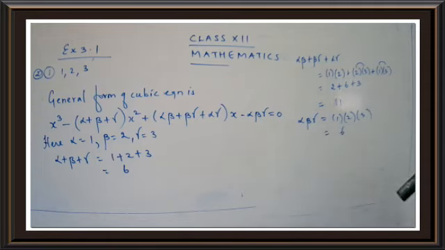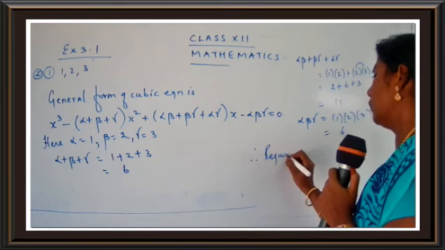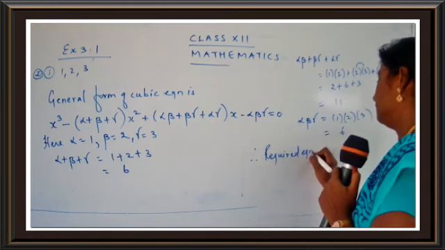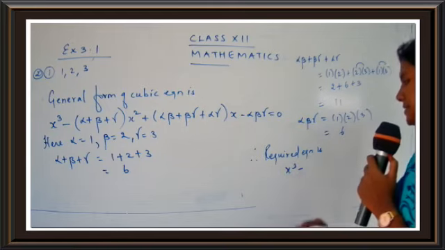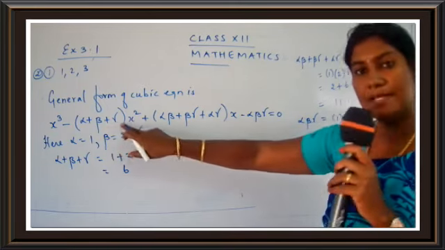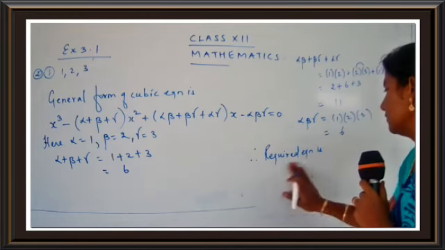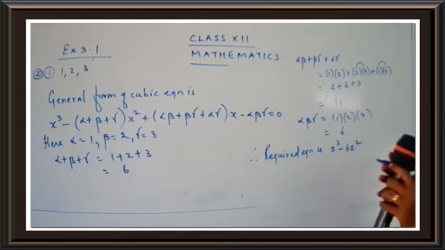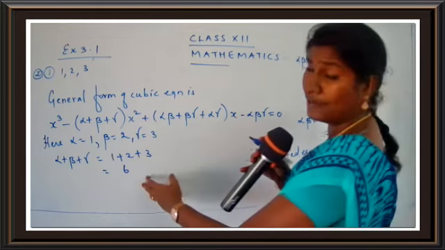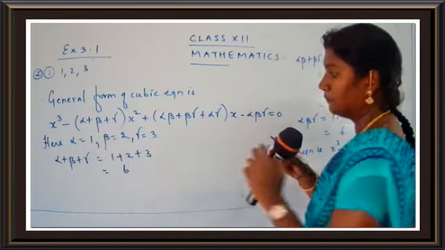Now you are just going to assemble them in the equation. Write down: therefore, the required equation is x cube minus alpha plus beta plus gamma. What is the answer, children? 6. So I'll put here x cube minus 6 x square. No need to change the sign because I have just got the positive value. So I'll keep this minus as it is, and here I put 6 x square.